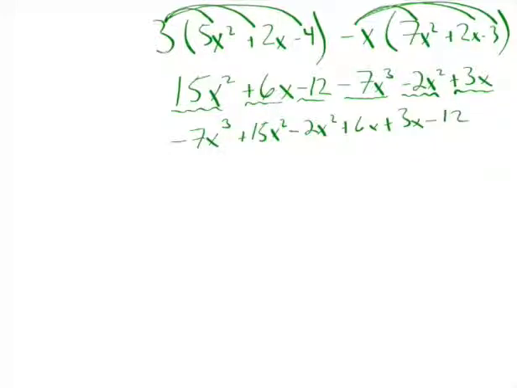So now we can combine these two. So we move down our negative 7x cubed, we're going to combine positive 15x squared minus 2x squared, or negative 2x squared. That's going to give us a positive 13x squared. We can combine positive 6x and positive 3x to give us positive 9x, and then we move the 12 down. And so our final answer would be negative 7x cubed plus 13x squared plus 9x minus 12.